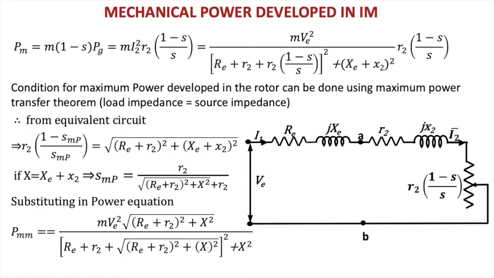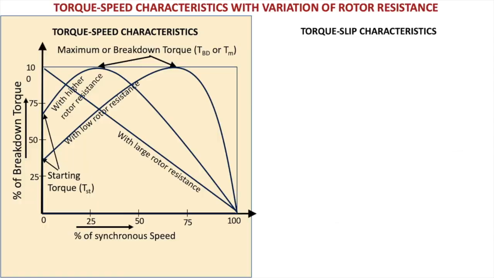That is simple, you just have to substitute it into the actual P_m equation, that is the mechanical power equation, and you will get the final derivation. Now we'll come to the torque speed characteristics with the variation of rotor resistance.